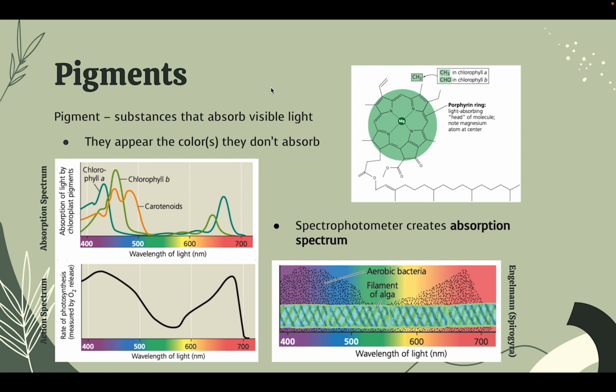So basically our pigments have something called an absorption spectrum, and that is how much light they absorb of every wavelength. And here it is for 3 types of pigments: chlorophyll A, chlorophyll B, and carotenoids. So it's going to look like that.